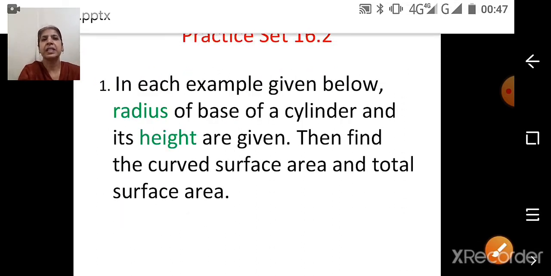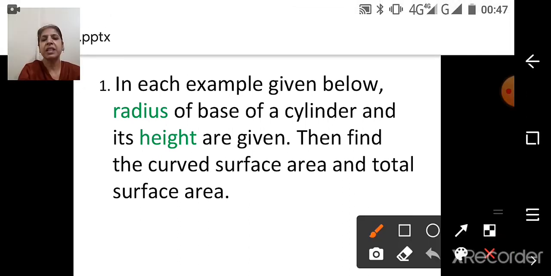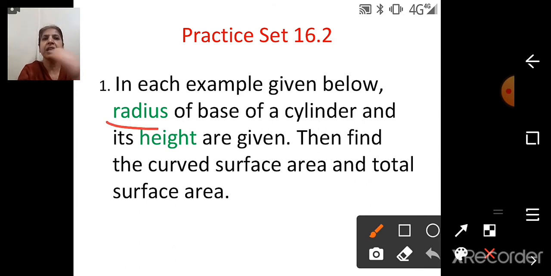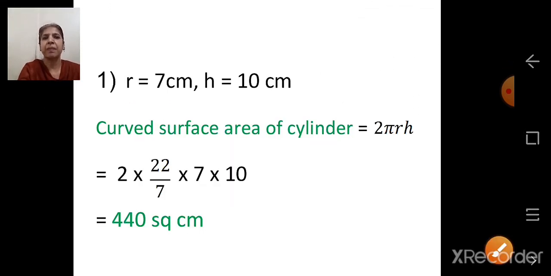Now practice set 16.2. In each example given below, radius of base of a cylinder and its height are given. Then find the curved surface area and total surface area. So which are the things given here, children? Radius of base and its height are given. And we have to find two things. One is curved surface area and one is total surface area. So let's solve the sum.